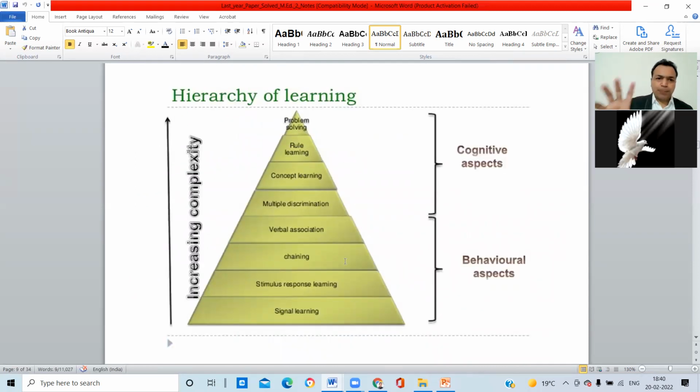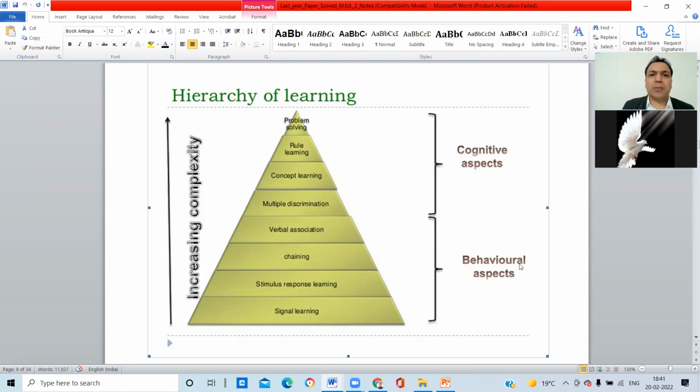Okay, means you can say that Gagne has given 8 types of learning, starting from signal learning at the bottom. Signal, stimulus response, chaining, verbal association, multiple discrimination, concept, rule, problem solving, right? So he has given such a hierarchy of types of learning. He has bifurcated them: the lower four types of learning are signal, stimulus response, chaining, and verbal association. See in the picture.